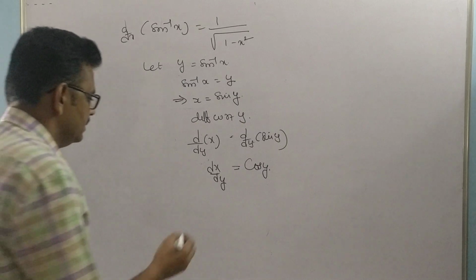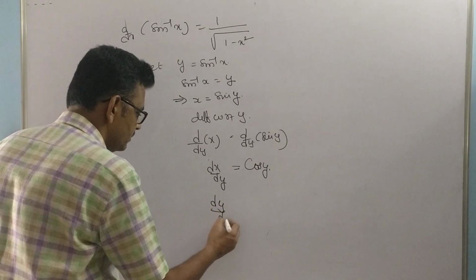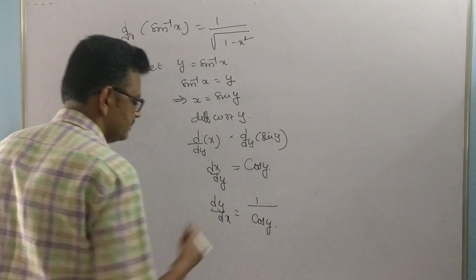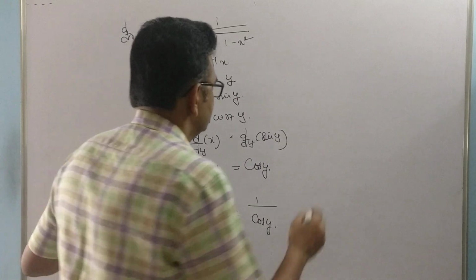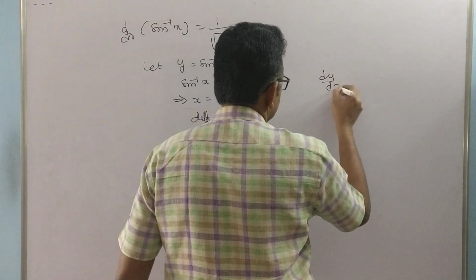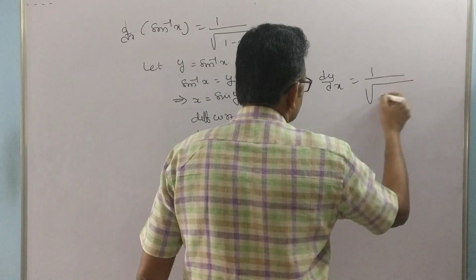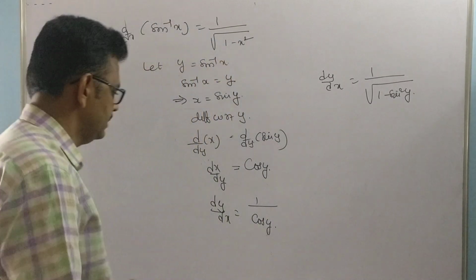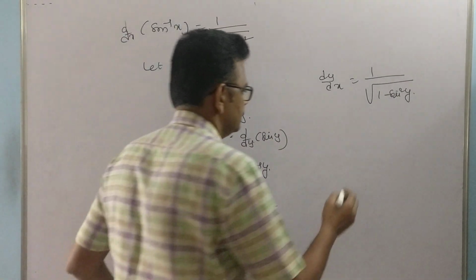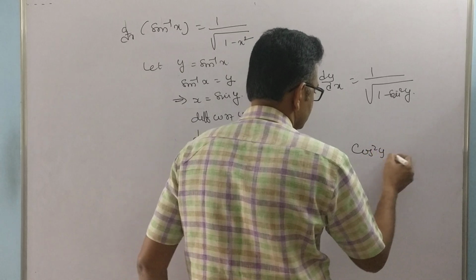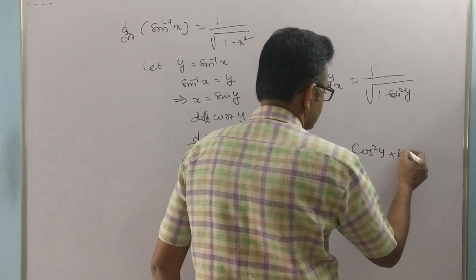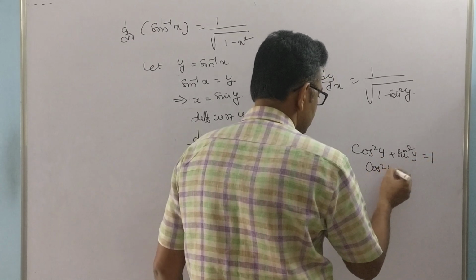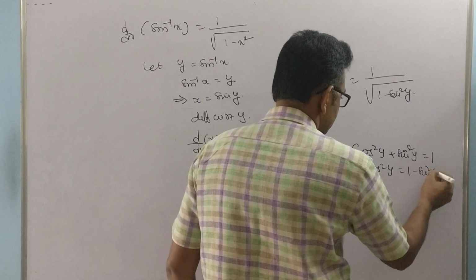Derivative of sin y is cos y. Therefore, dy by dx equal to what? dy by dx is the reciprocal, 1 by cos y. Therefore, dy by dx is equal to 1 by cos y, which can be written as 1 by root of 1 minus sin square y, since cos square y plus sin square y is equal to 1. So, cos square y is equal to 1 minus sin square y.